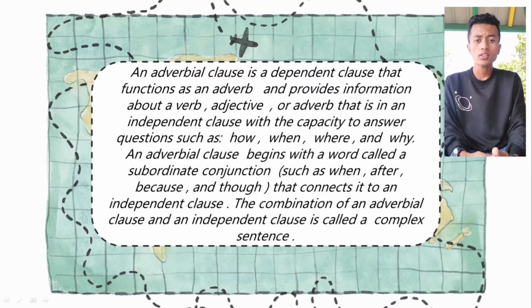And in etymology, adverbial clause means a dependent clause that functions as an adverb and provides information about a verb, adjective, or adverb that is in an independent clause, with the capacity to answer questions such as how, when, where, and why. An adverbial clause begins with a word called a subordinate conjunction such as when, after, because, and so, that connects it to an independent clause. The combination of an adverbial clause and an independent clause is called a complex sentence.